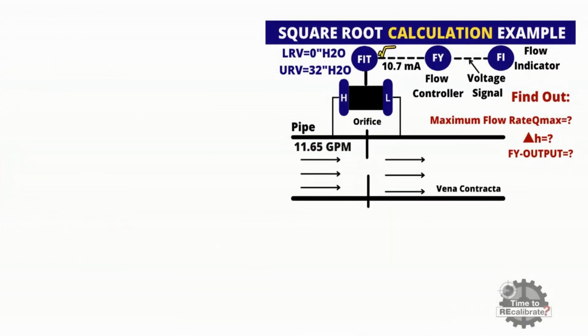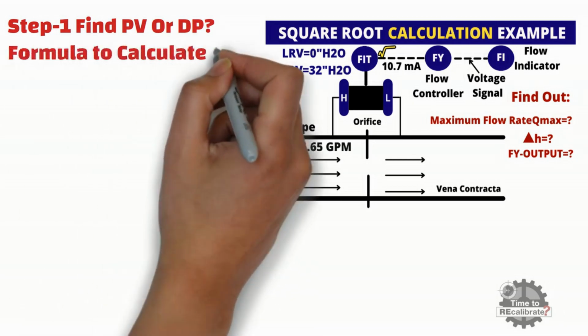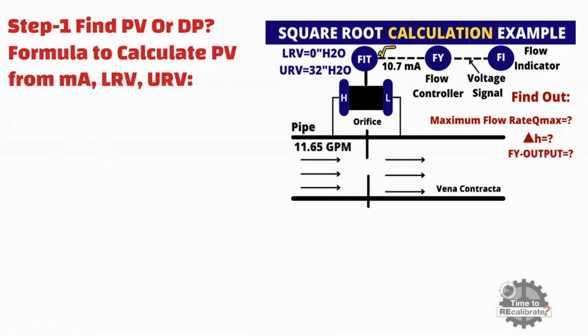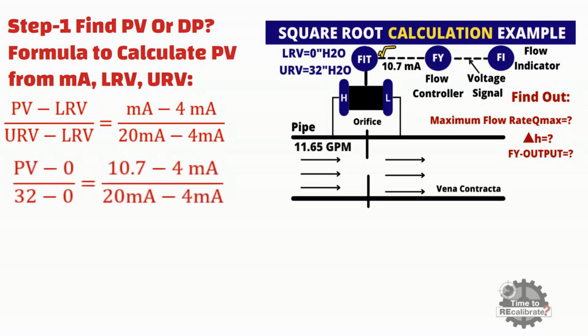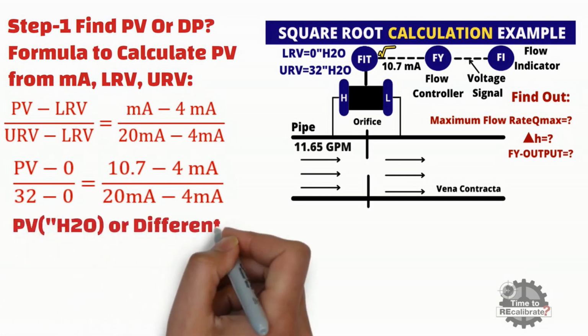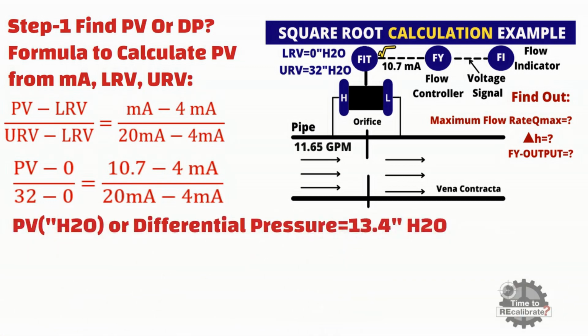Step number 1. Find process value or differential pressure value. In order to find process value, we have a standard formula to calculate process value from milliampere, lower range value and upper range value. Now, put milliampere value, lower range value and upper range value in this equation, and do the simple math to find process value. When you do the math, you will get 13.4-inch H2O as differential pressure value.